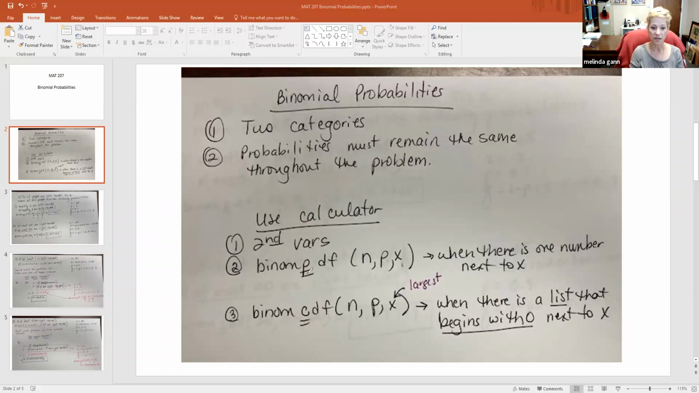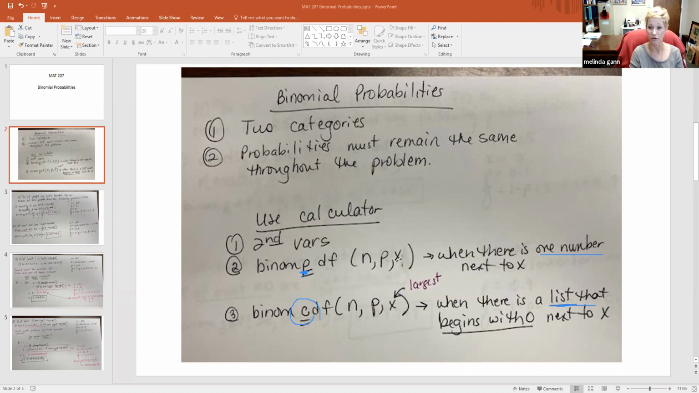Now, when do you use the P? You use the P when there is one number next to X, just one number. You use the binomial CDF when you've got a list next to X. But this is crucial, that list has to start with 0. If it's a list that doesn't start with 0, you cannot use this key. We're going to talk about that at the end. All right. So one number next to X, you can pick binomial PDF. A list of numbers that start with 0 next to X, use the binomial CDF.